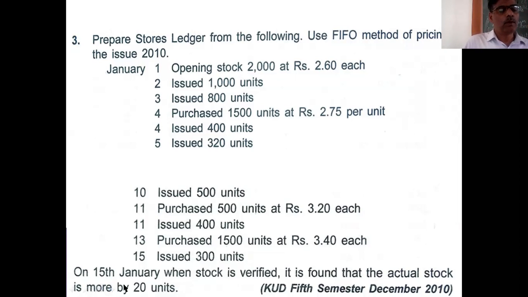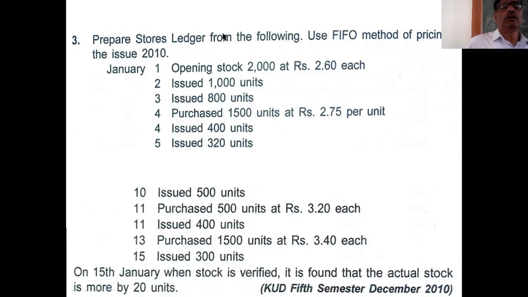Suppose actual stock is 1500 units. They will give you like this. Actual stock is 1500 units. Okay, you have to compare at the end and see the more or less. Okay, this is the point you remember. More means surplus, less means shortage. If they give the actual quantity, you have to ascertain the shortage or excess.